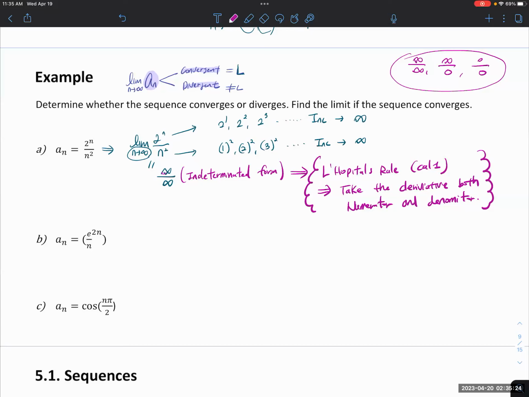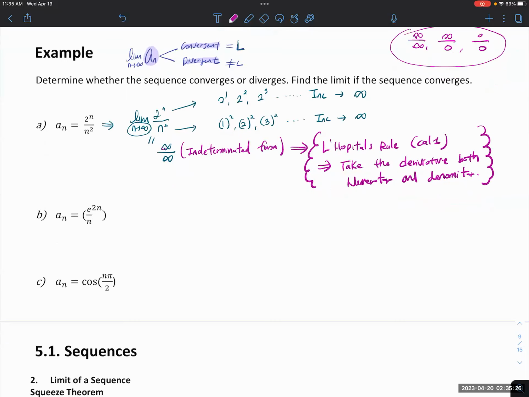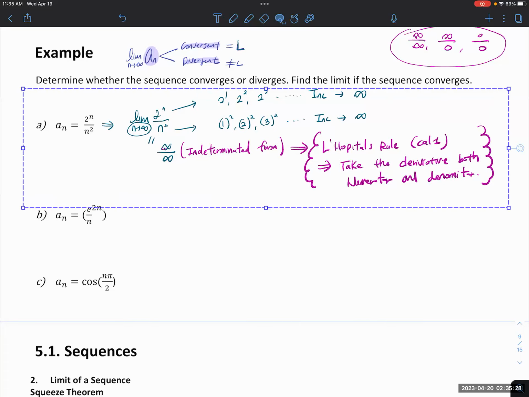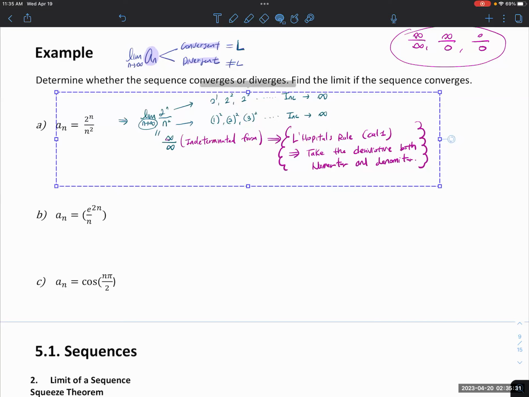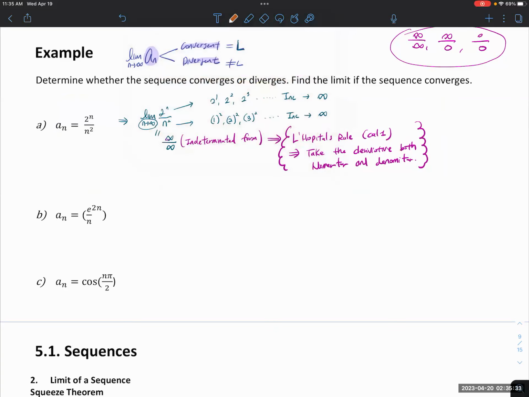So here we go. I'm going to rewrite here. Let me minimize it a little bit. So here we found out limit n approach to infinity, 2 to the n over n to the second is an indeterminate form. So you need to take the derivative d over dn of 2 to the n over d over dn of n to the second. I'm taking the derivative, both the numerator and denominator. Does it make sense? So what happened?